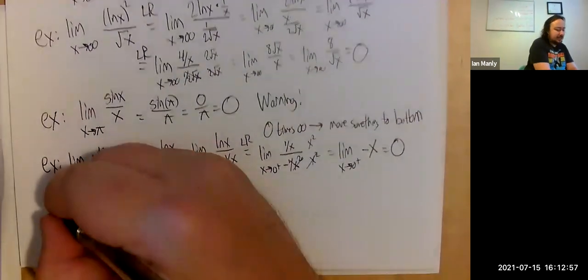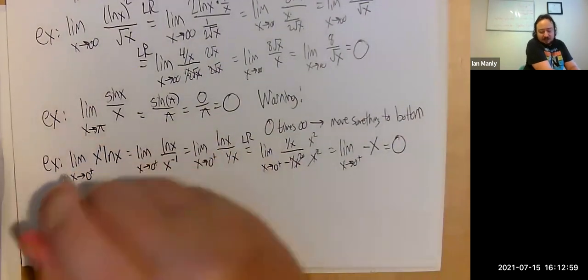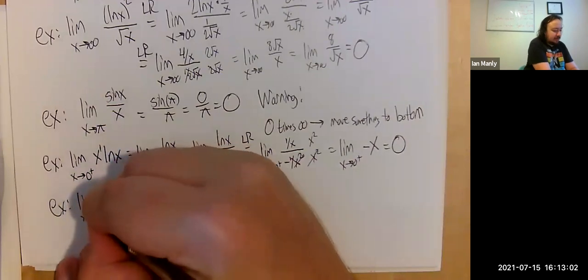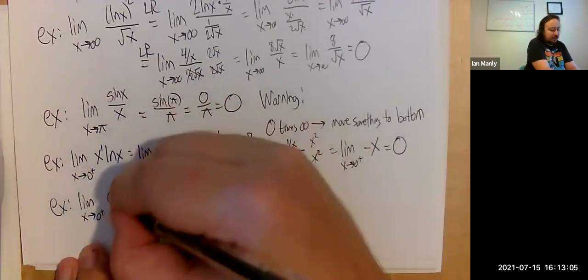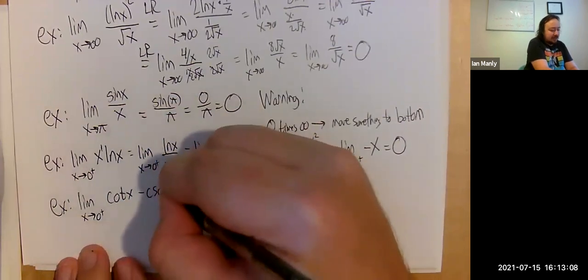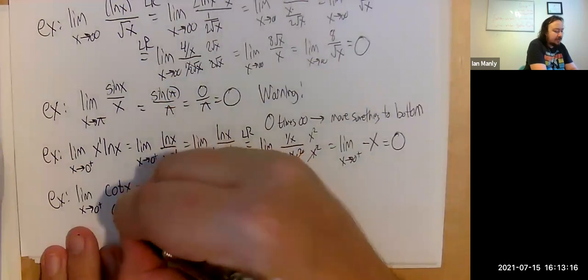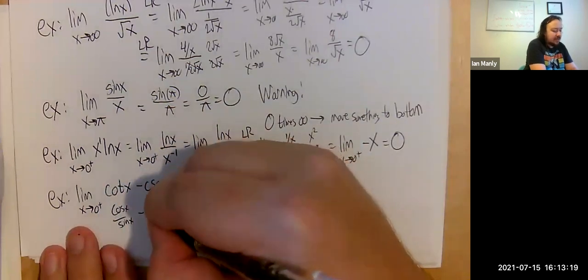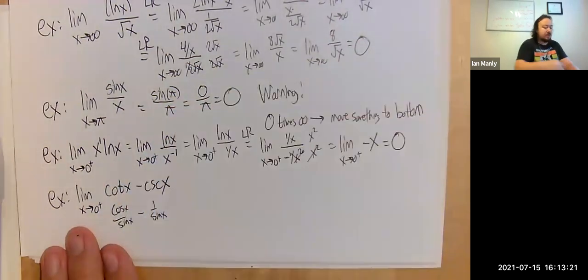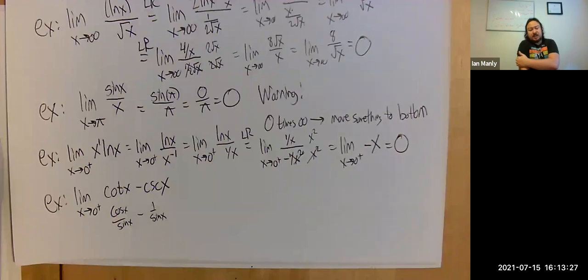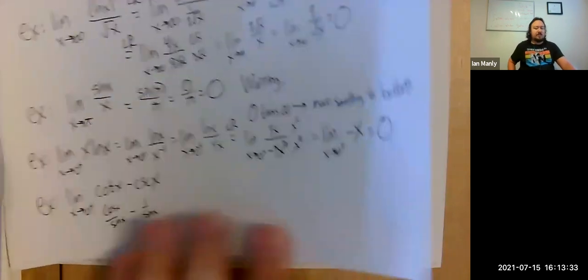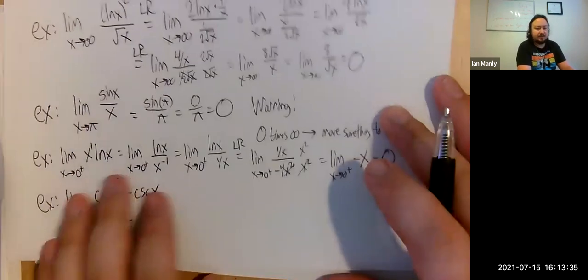So an example of this might be the limit as x goes to 0 from the right of cotangent of x minus cosecant of x. All right, now why is this infinity minus infinity? Well, cotangent is cosine over sine, and cosecant is 1 over sine. So for both of these, as x goes to 0, sine will go to 0, meaning that we're dividing by something getting close to 0, meaning we're going off to infinity. That's why this is an infinity minus infinity case.